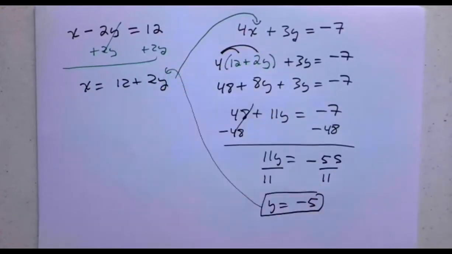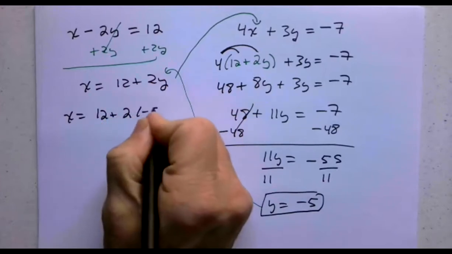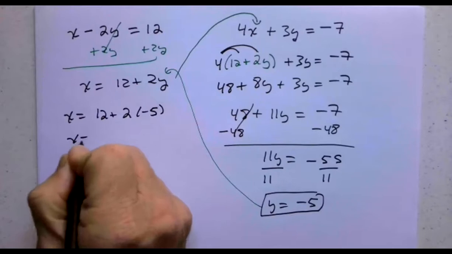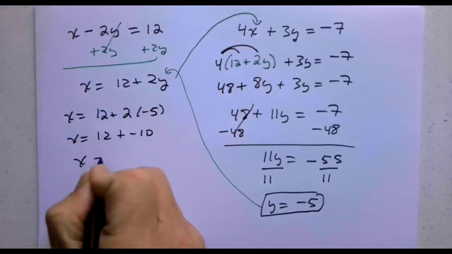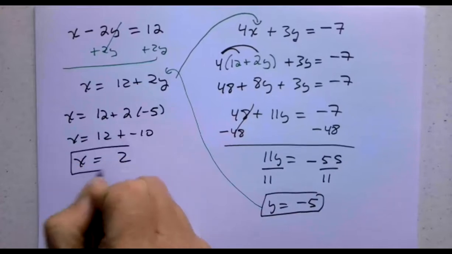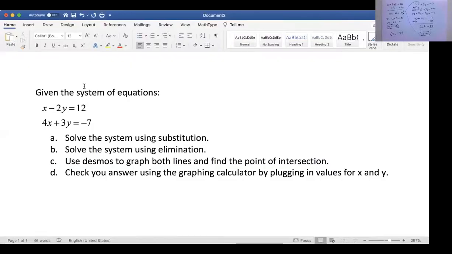Since we're solving it with substitution, we'll go ahead and plug the -5 in to say x is 12 plus 2 times -5. X is 12 plus -10. X is 2. So we believe that the solution is the point where x is 2 and y is -5. That was solving it with substitution. The next thing it asks us to do is to solve it with elimination.